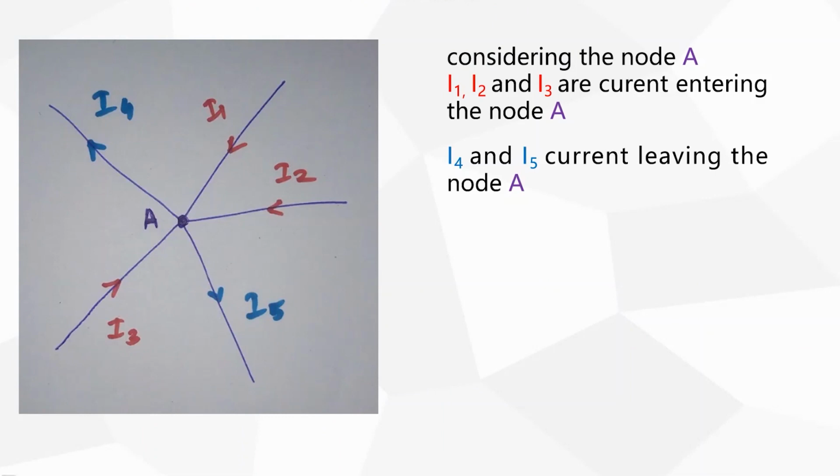Consider this picture, and A is a node or a junction where 5 branches are connected. Let I1, I2 and I3 be the current entering the node, and I have mentioned it here. Also I4 and I5 are the current leaving the junction. So it's clear: I1, I2, I3 are entering the node, I4 and I5 are leaving the junction.